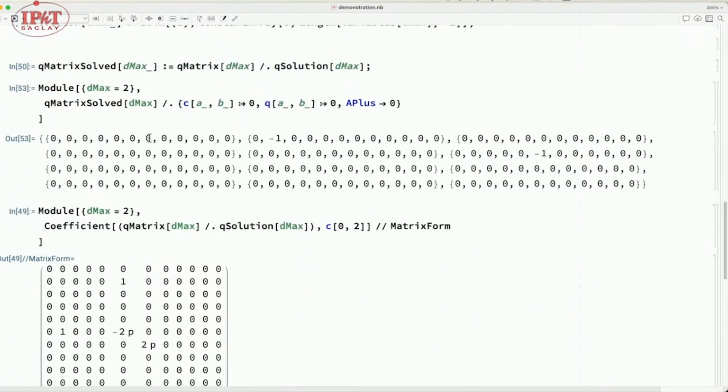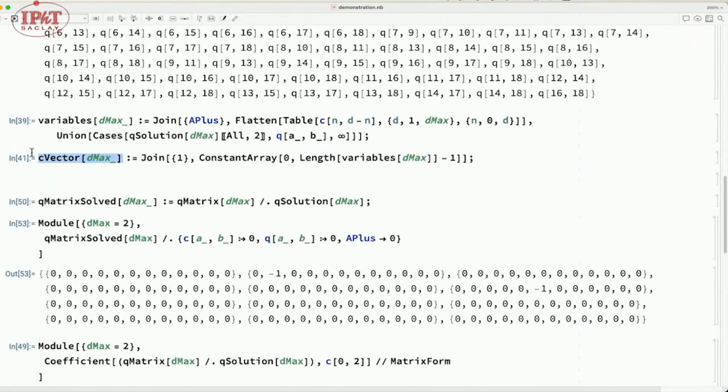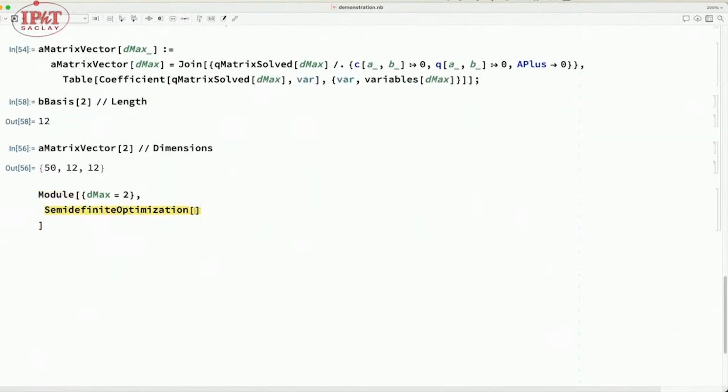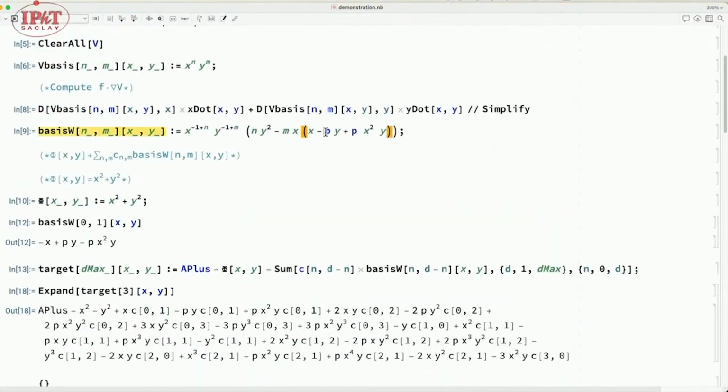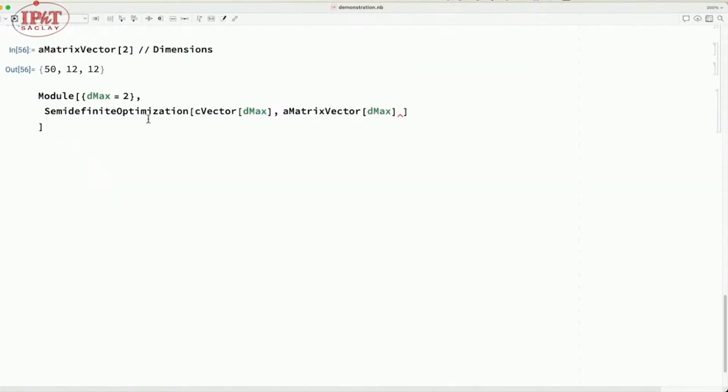So the first entry is the C vector, which is just this simple vector, and the second entry is the A matrix vector. But remember that there is a parameter in the problem, which is p. That's this parameter, so we need to put some value. We need to set p to be some value, and it only appears here.